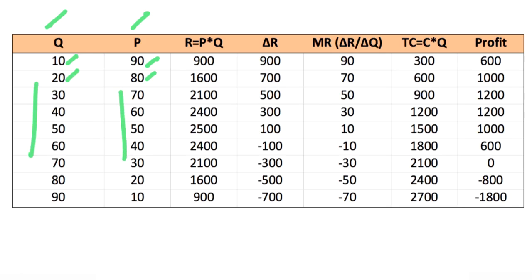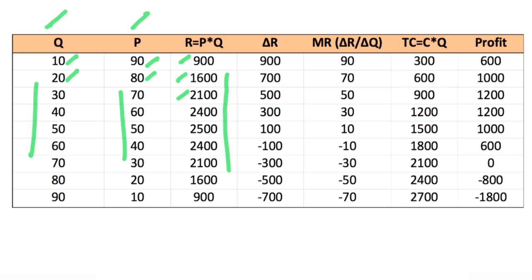Now, what is marginal revenue? The marginal revenue is the change in total revenue divided by the change in quantity. So, to calculate that, let us first calculate total revenue for this demand curve. The total revenue is given by price times quantity. So, for the first 10 units, the total revenue is 900. Then, if you are selling 20 units at a price of 80, the total revenue is 1600, and so on.